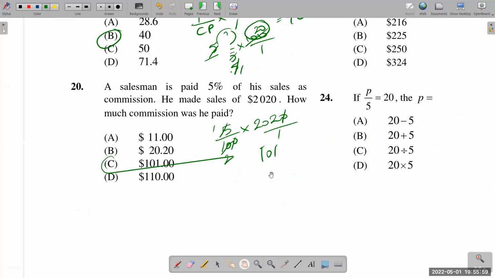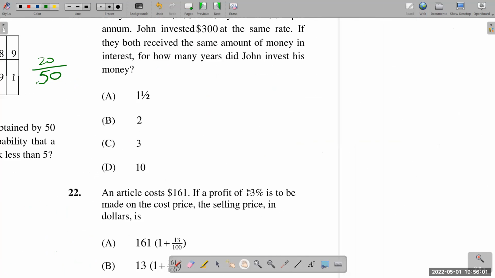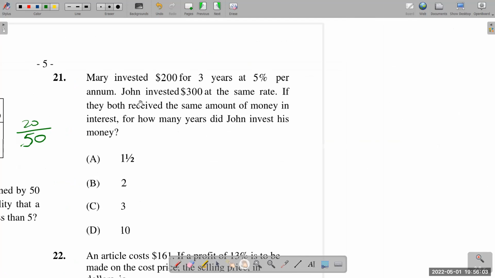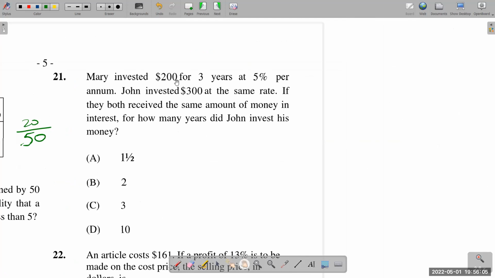My pen is spazzing, but we're going through, we almost reach halfway and we're going to be done after that. So Mary invested $200 for 3 years at 5% per annum. John invested $300 at the same rate. If they both received the same amount of money in interest, how many years did John invest? So obviously we have all the information for Mary. Agree or disagree?